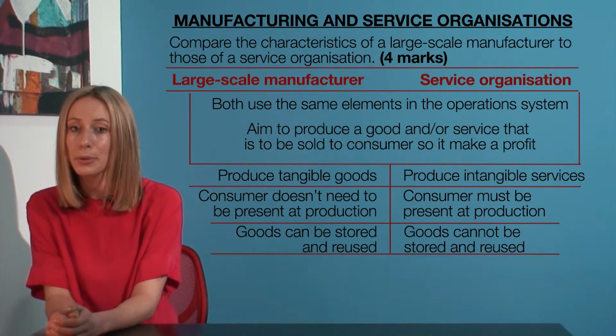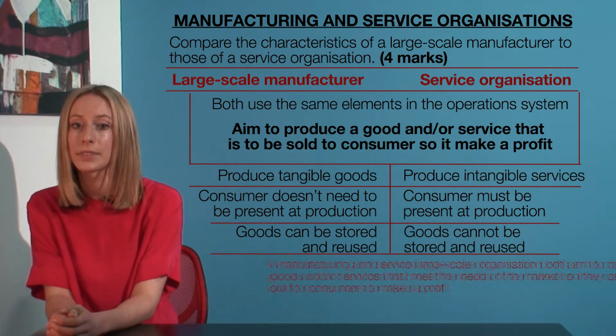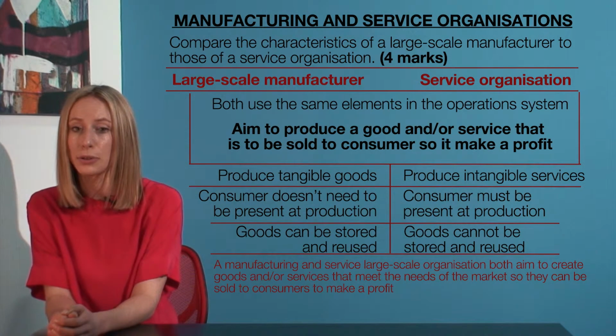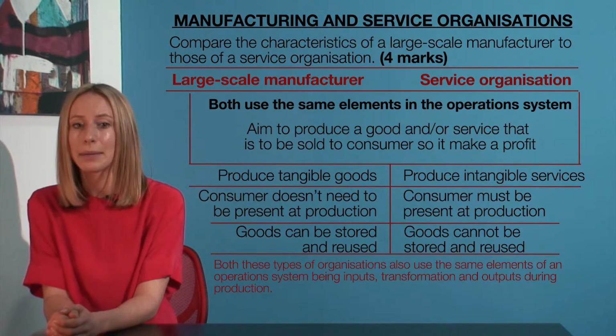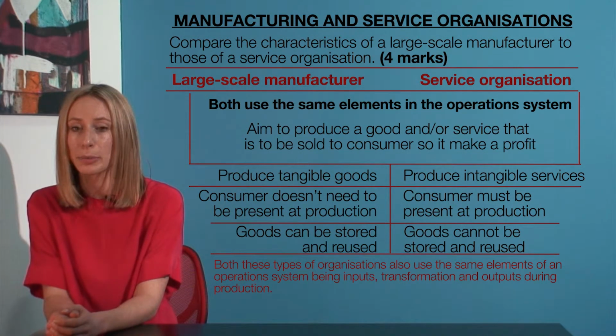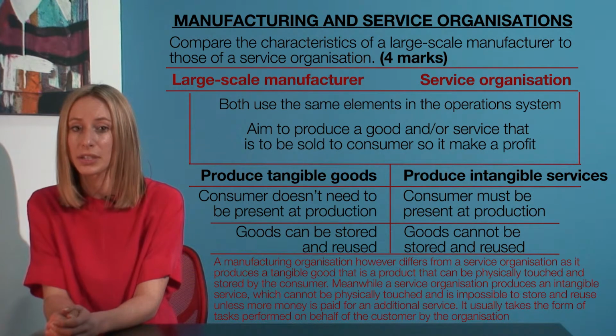differences. A sample response to this question could include: a manufacturing and service large-scale organisation both aim to create goods and/or services that meet the needs of the market so they can be sold to consumers to make a profit. Both these types of organisations also use the same elements of an operations system, being inputs, transformation, and outputs during production. A manufacturing organisation, however, differs from a service organisation as it produces a tangible good that is a product that can be physically touched and stored by the consumer.